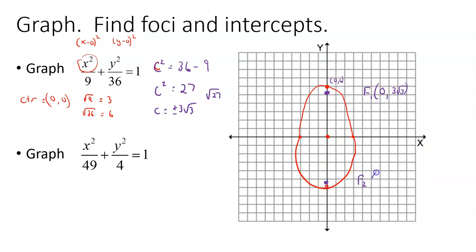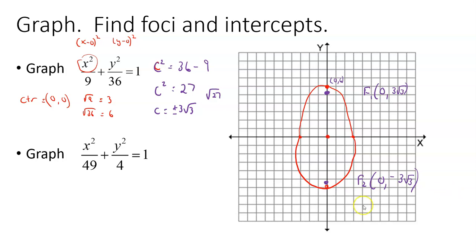Focus number 2 is at 0, negative 3 square root of 3. So if the vertical axis is your major axis, the foci are going to be located on that vertical axis, which is the y-axis. So we're going to go 3 square root of 3 units up. We're going to go 3 square root of 3 units down. And those are my two foci.